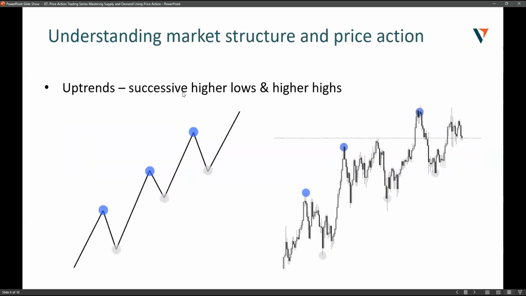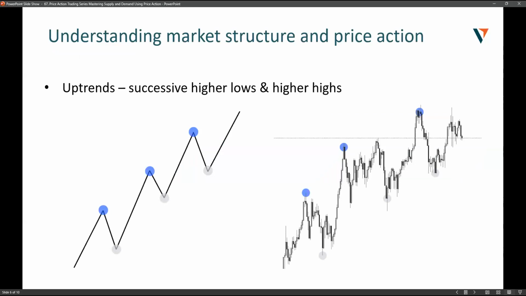So first, on the basics. There are three types of market structures, or rather market phases. The first one that we have is basically an uptrend. In an uptrend, we can see price forming higher lows and higher highs.